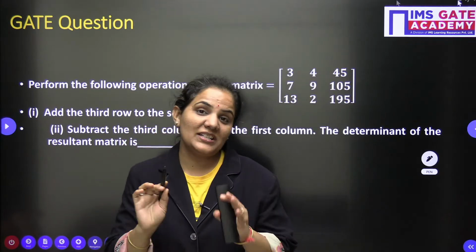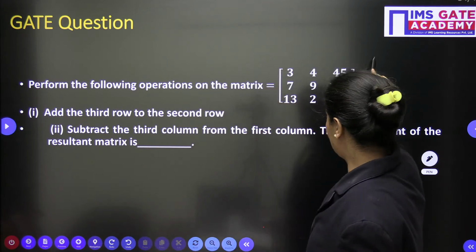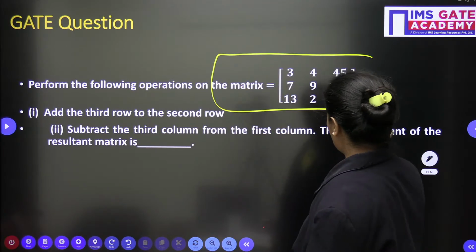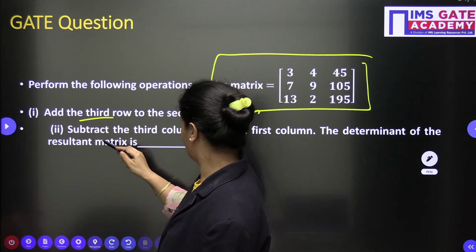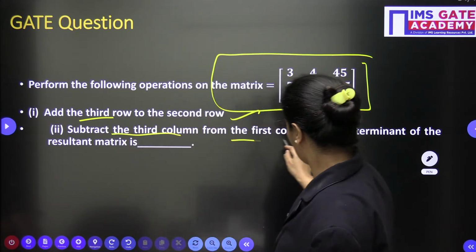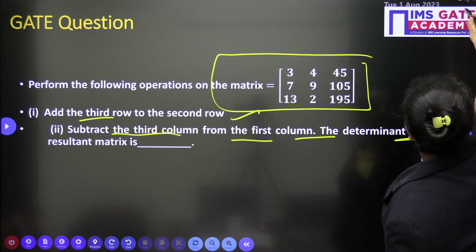Again, this question you can solve without using a pen, literally. The question says perform the following operations on the matrix. Two operations are given to you: add the third row to the second row, subtract the third column from the first column. Then it is asking about the determinant.